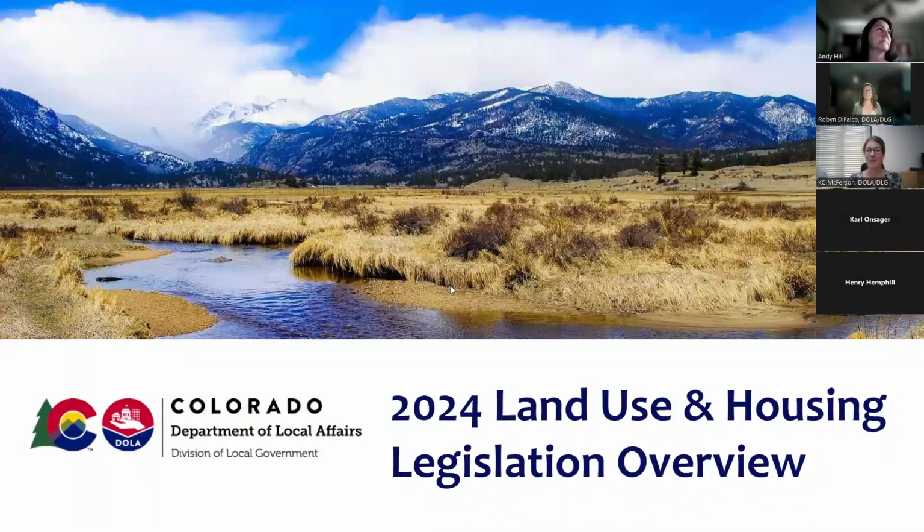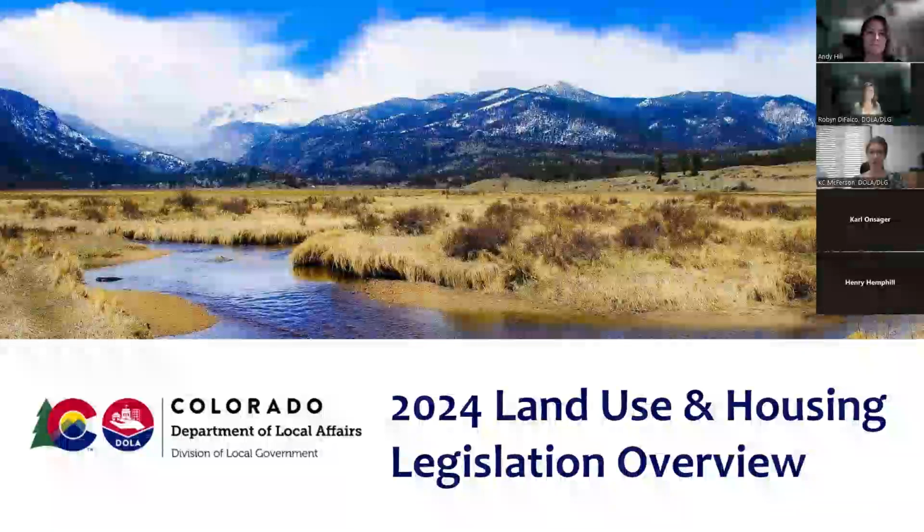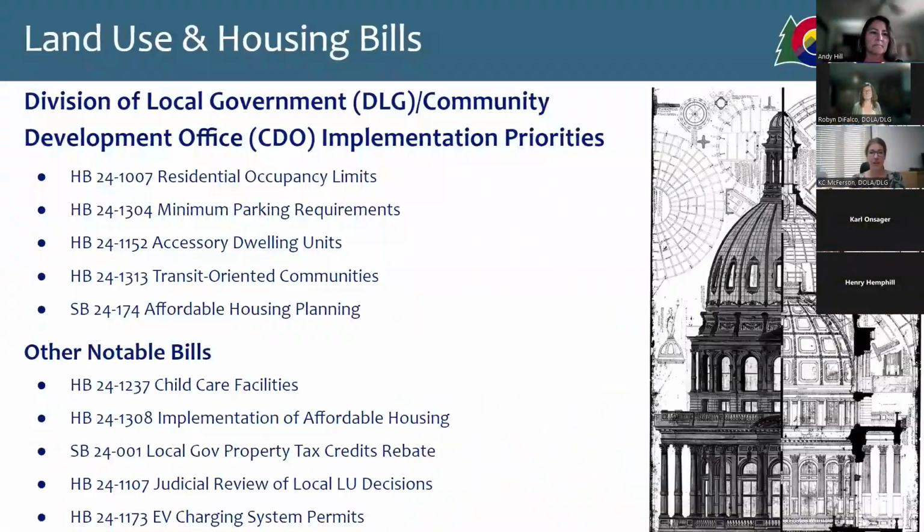So starting again from the top, 2024 Land Use and Housing Legislative Overview. Again, for those of you who may have just joined, I'm Casey McPherson, the Senior Planner in DOLA's Division of Local Government Community Development Office. So now that you can see this slide, here are the 5 bills that we're going to be going over today: occupancy limits, parking, accessory dwelling units, transit-oriented communities, and affordable housing planning, as well as the list of other bills that you may find of interest. And if you have more questions, let me know and I can connect you with people who know more.